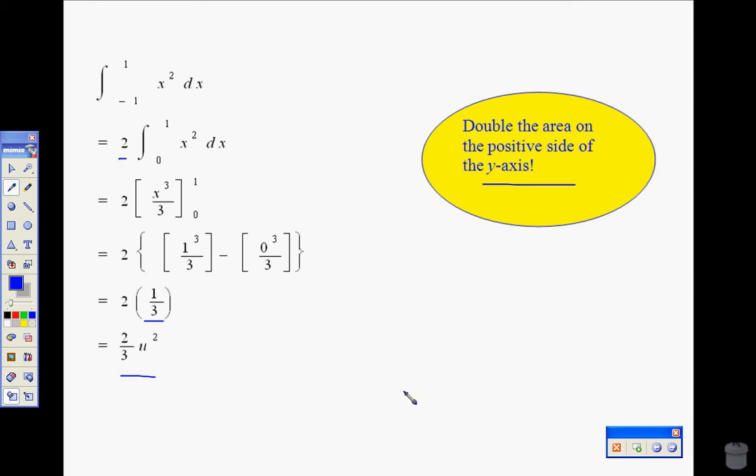So be really careful. Sometimes your areas may look the same, but it depends on your drawing. And so you've got to be really careful about what your limits of integration are and making sure you do have that even function.